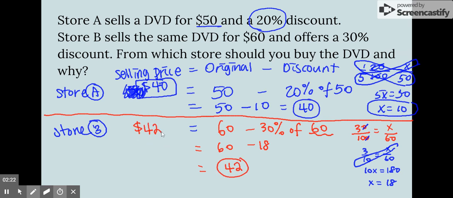So which store do you want to go to? You want to go to store A. So from which store should you buy? Store A, because it's $2 cheaper.